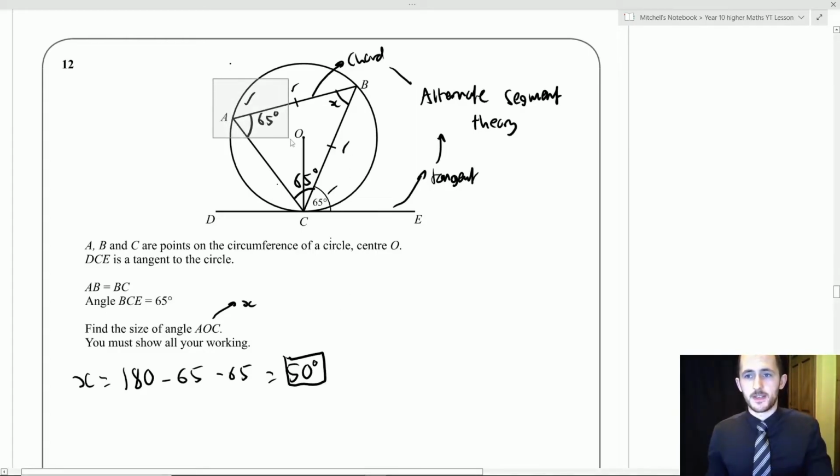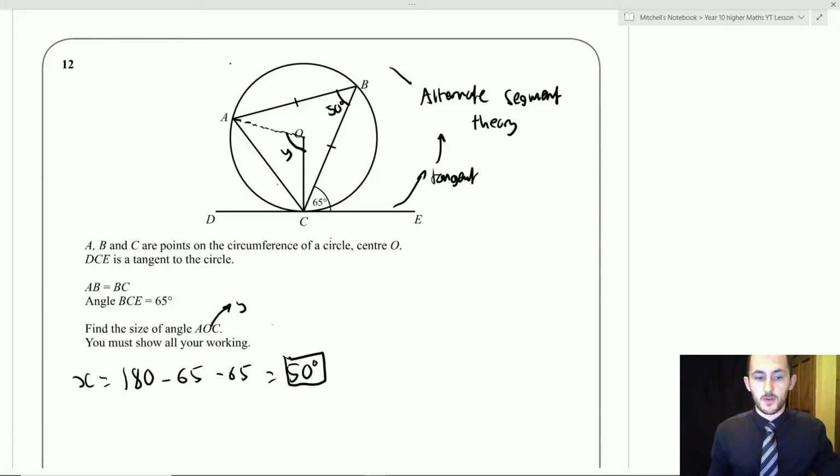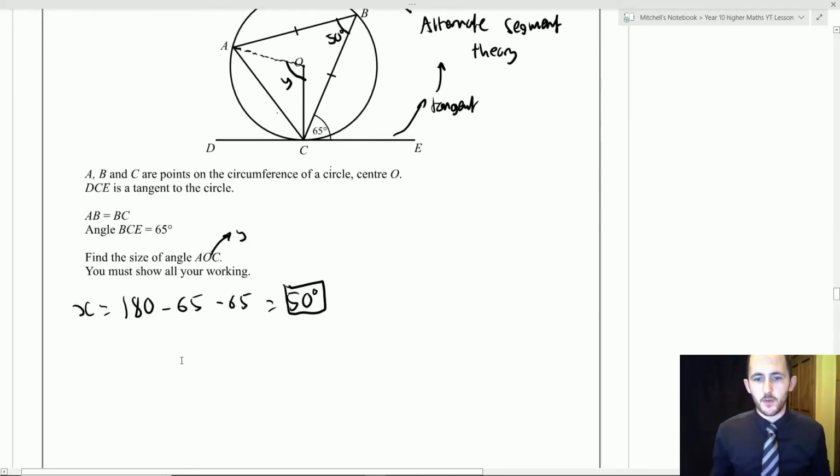Now, I'm going to get rid of everything else on here. So what we've just worked out, and again, well done, Evie, for spotting this, that's 50 degrees. Now, what's the angle I want again? The angle I want was this angle. Let's call it Y. I know that I called the other thing X. Let's change that. What does that look like? That looks like the angle at the center is twice that at the circumference. So in other words, angle Y is twice angle X, so 100 degrees.